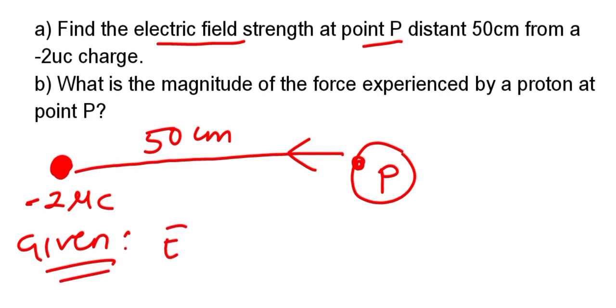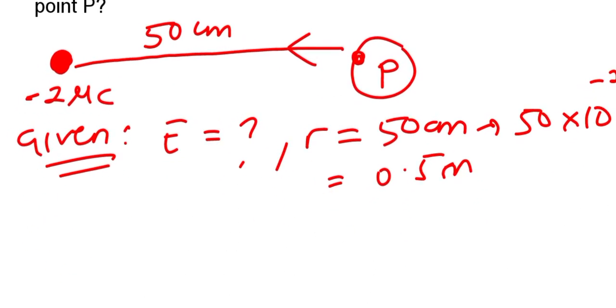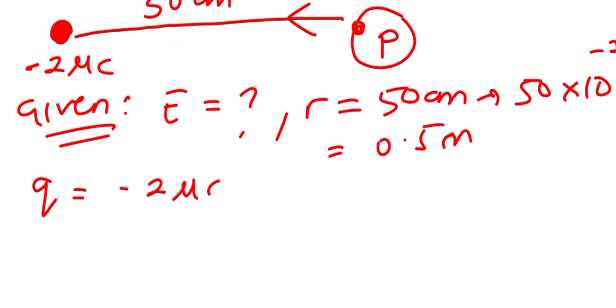We are asked to find the electric field, which we don't know. They said the distance is r equal to 50 centimeter, so we have to convert that to meter. That will be equal to 50 times 10 to the power of -2 meter, or we can say that is equal to 0.5 meter. The last thing here is the charge. So for the charge, we say Q equals -2 microcoulomb.